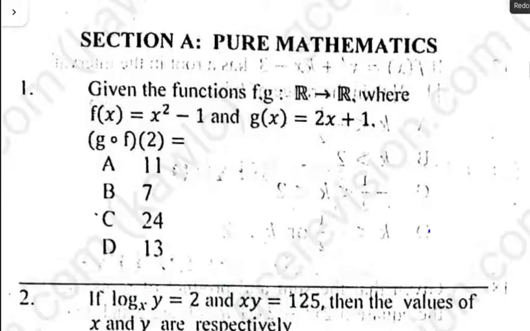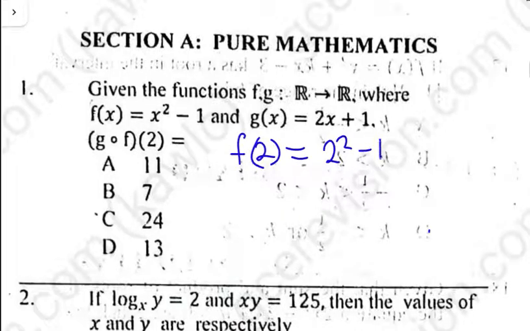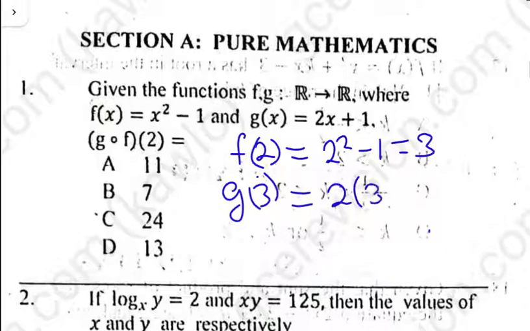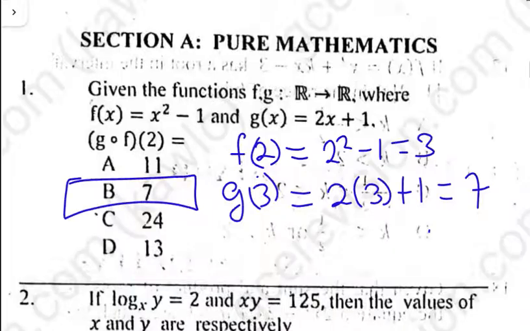So we start by looking for f of 2. f of 2 will be equal to 2 squared minus 1, which is equal to 3. Now g of f of 2 will just be g of 3, and g of 3 will be equal to 2 into 3 plus 1, and that gives us 7. So the key for question 1 is B.